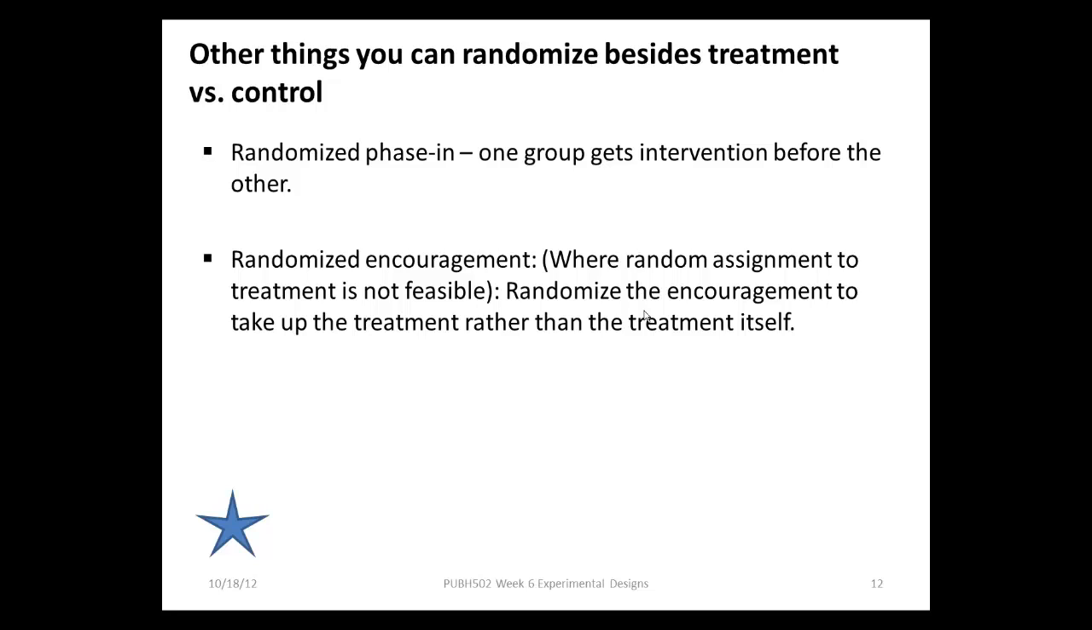And there's also randomized encouragement. This is good where random assignment to the treatment isn't feasible because anybody really has access to the treatment. But you can randomize who's encouraged to get the treatment. That might be through what kind of emails they get or mailings or what kind of conversation they have with a doctor. So everyone's got access to the treatment, but you've randomly assigned what kind of encouragement they get.